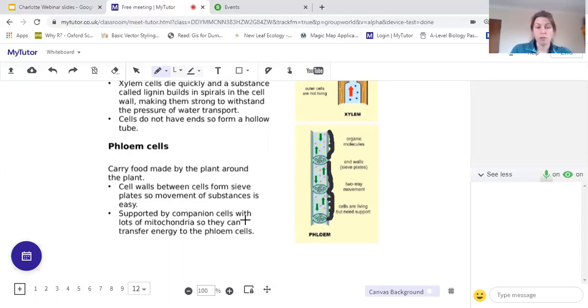So two things for phloem cells: sieve plates at the ends of the cells to allow movement up and down those tubes, and supported by companion cells that have lots of mitochondria to give the phloem cells energy.